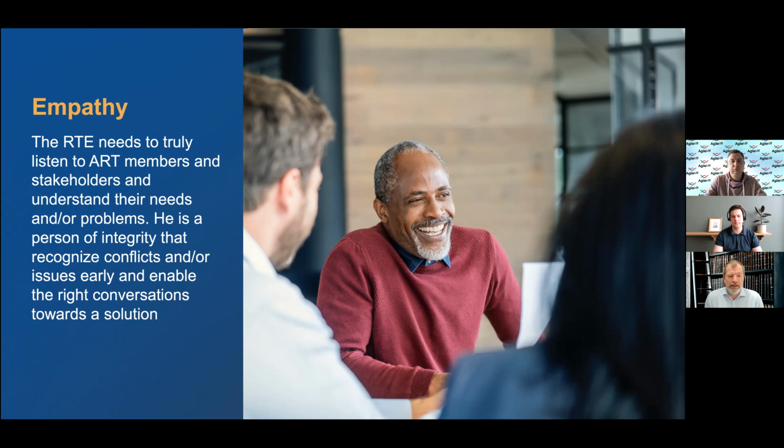He is also a person of integrity, and he is the one who needs to recognize conflicts within the teams or, better said, within the ART. He also needs to enable the right conversations towards a solution. The focus here is on fostering transparency and collaboration among the entire ART, and obviously, as we said, beyond it, towards the outside of the train.